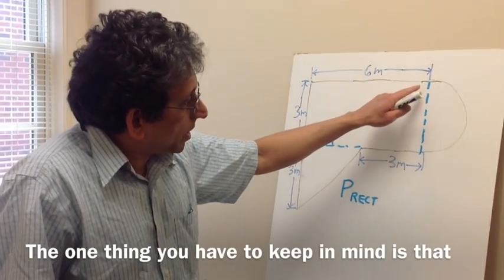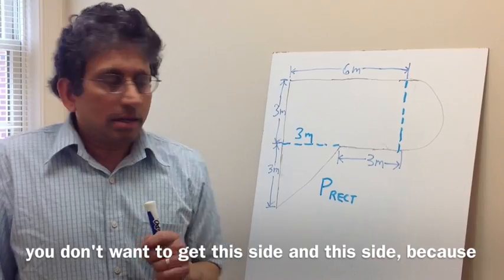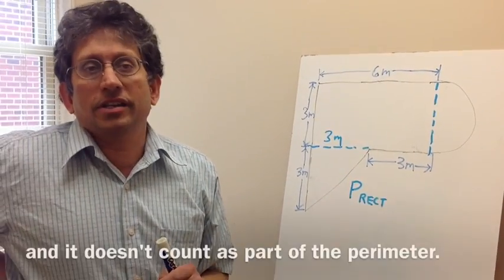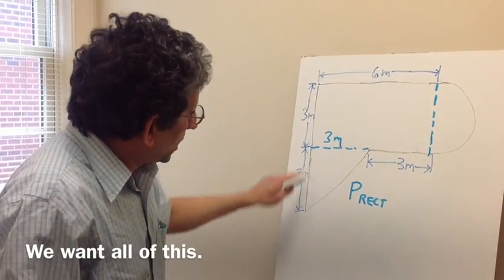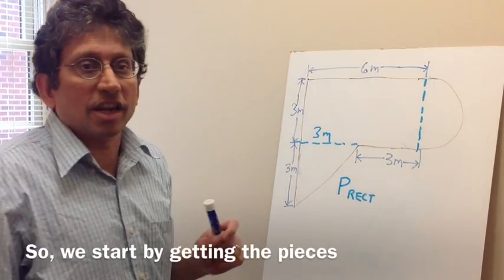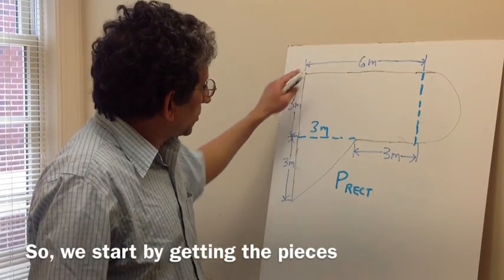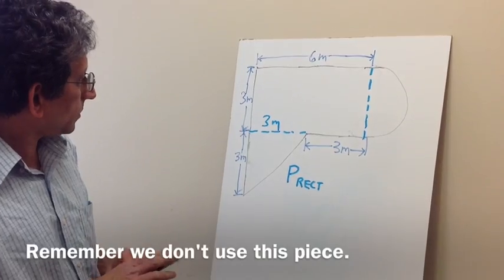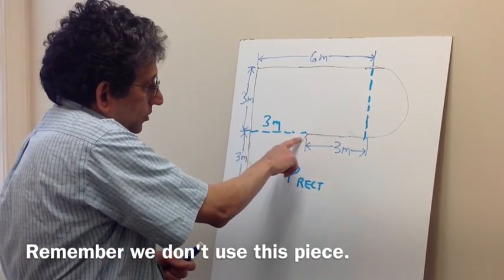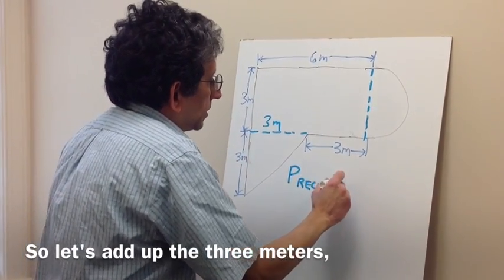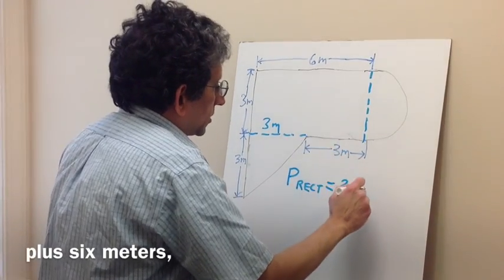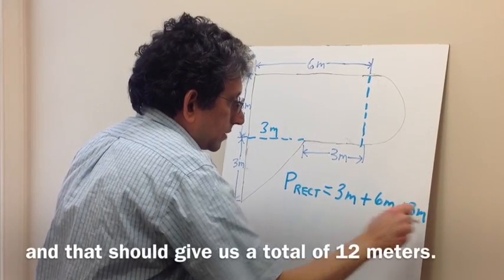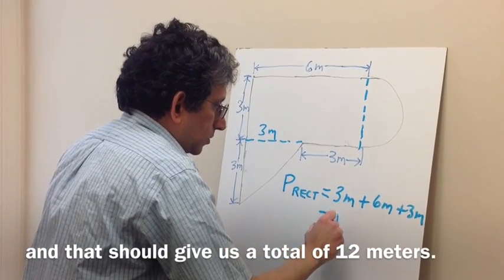The one thing you have to keep in mind is that you don't want to get this side and this side because it is inside the figure and it doesn't count as part of the perimeter. You want all of this. So, let's start by getting the pieces that are involved in the rectangle. Remember, we don't use this piece. So let's add up the 3 meters plus 6 meters, plus the 3 meters again. Okay? And that should give us a total of 12 meters.